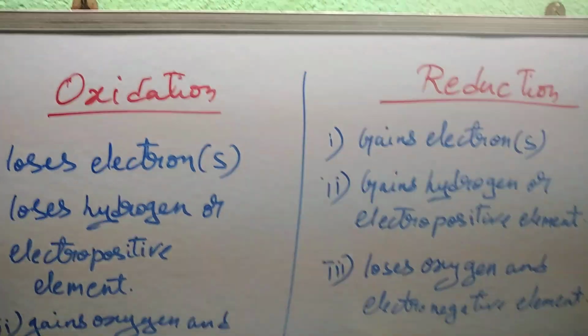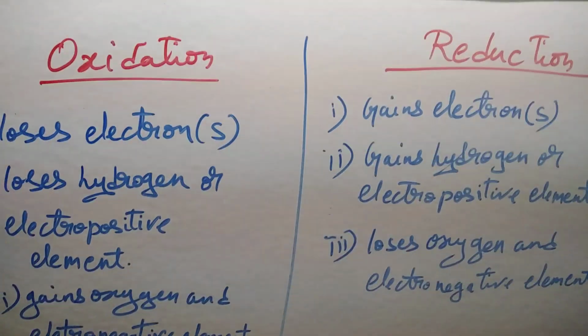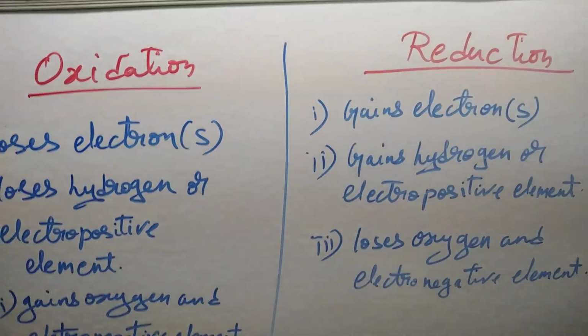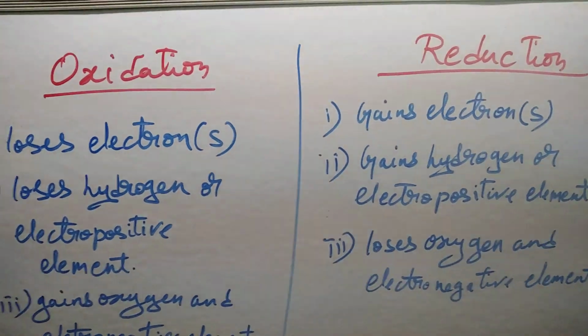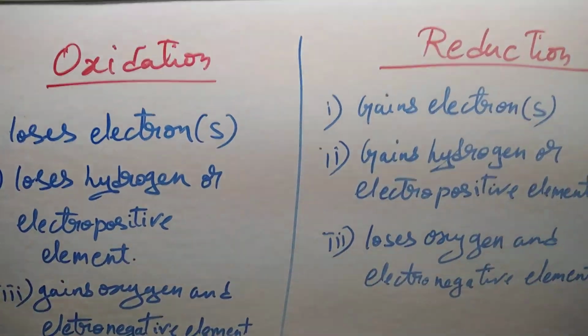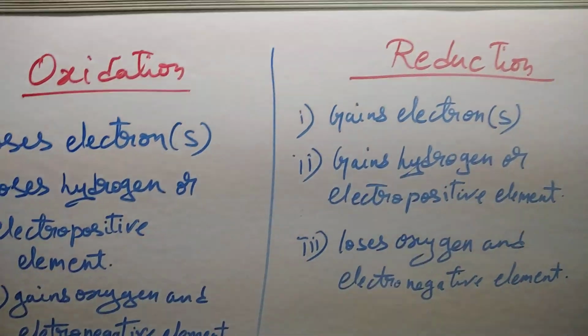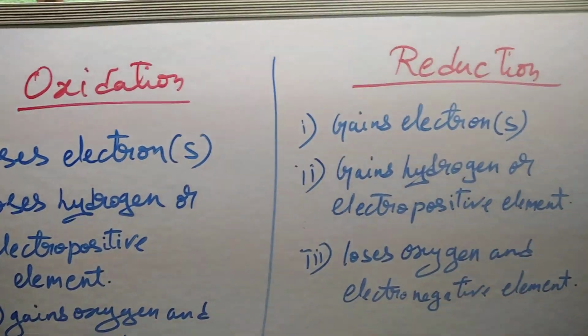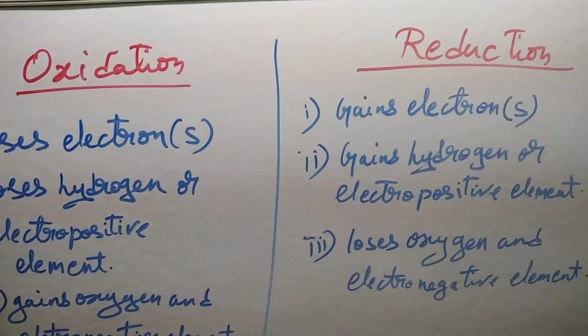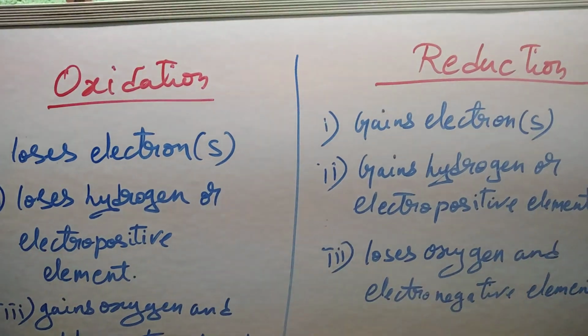So redox reaction is nothing but the chemical reaction where oxidation and reduction take place simultaneously. That is only the redox reaction. Means in one single chemical reaction both the oxidation and reduction will happen. Okay students, now we are going to learn about two major subtopics, that is oxidizing agent and reducing agent.